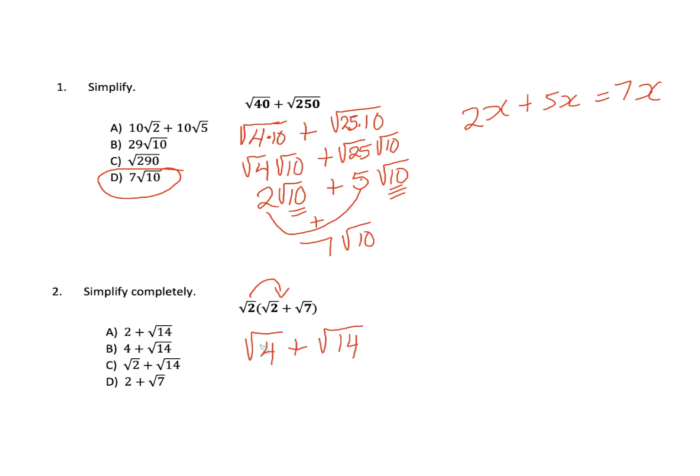4 is perfect, so when I take the square root of that, I'm going to get 2, plus 14 isn't perfect. If you break 14 in its factors, it's 7 and 2, and you can't take the square root of 7, you can't take the square root of 2, so that's going to stay in the radical sign. So your answer is 2 plus square root 14. So your answer is A.